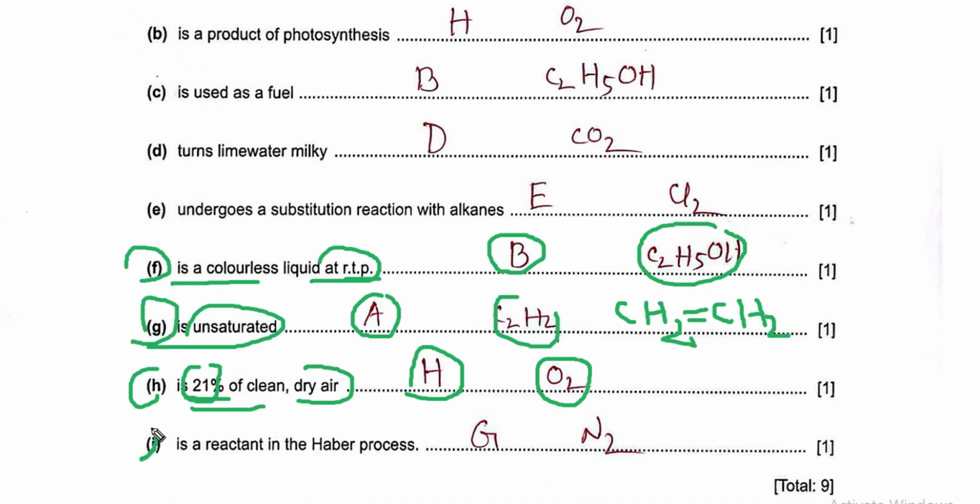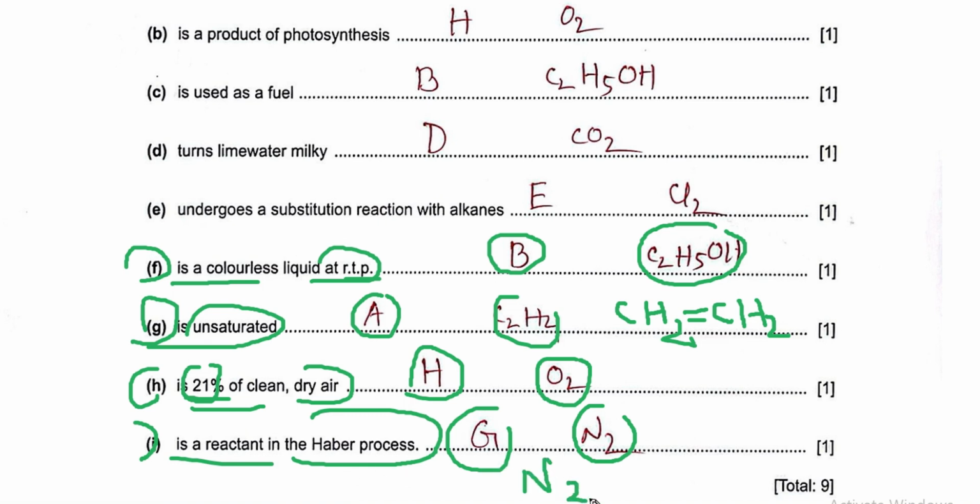And I is a reactant in the Haber process. Z means nitrogen molecule. The Haber process reactants are nitrogen and hydrogen. Nitrogen and hydrogen react to produce ammonia gas, so it is a reactant in the Haber process. This answer will be nitrogen.